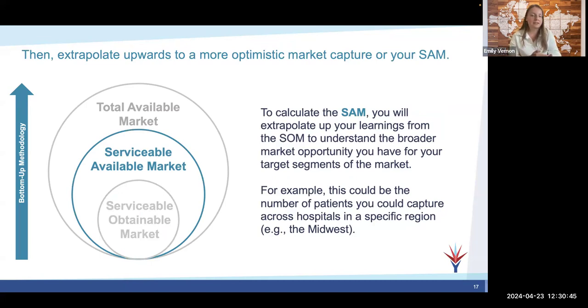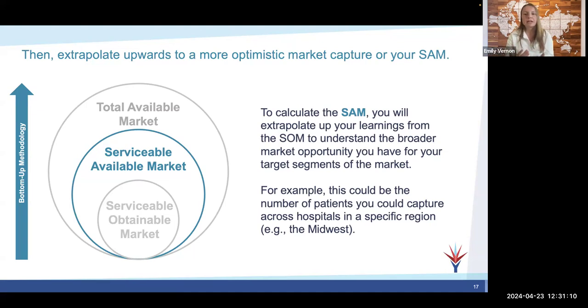So if we call back to the previous slide where we were talking about the SOM being relative to a couple of hospitals close to the business or the startup that you could access really readily with your current resources, for the SAM in this case, we're extrapolating that by geography, right? Instead of just really close by hospitals and maybe in your immediate network, we're thinking regionally, right? All hospitals in the Midwest, for example.